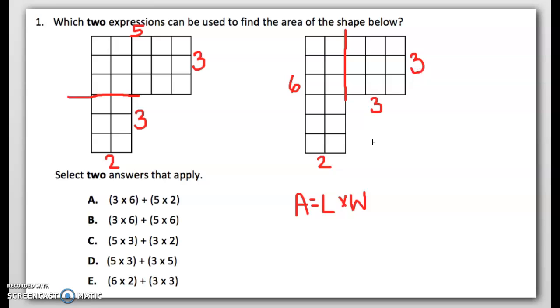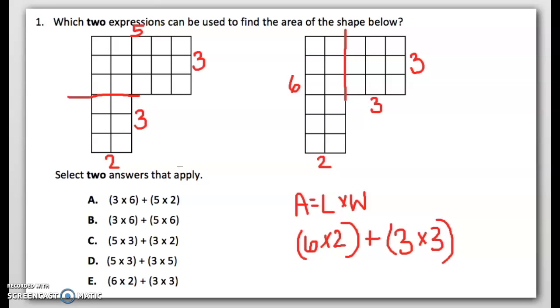So, if we were trying to solve for the total area of both of these rectangles in this shape, we could do, using our formula, length times width, the length would be 6, multiplied by the width, which we know is 2. Add some parentheses, and I'm going to add them together with the length, which is 3, times the width, which is 3.